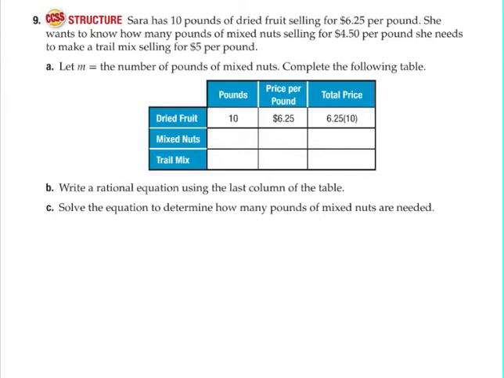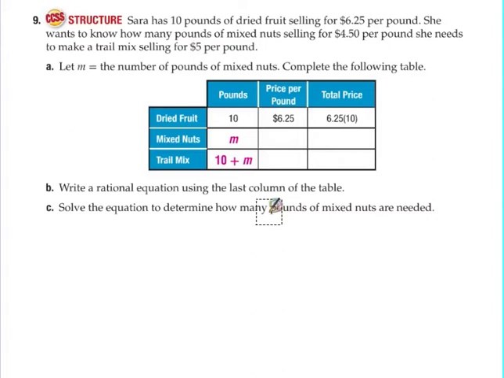So first of all, what's going to go here for mixed nuts? The pounds of mixed nuts, what is that going to be? Yeah, M, right? Because it says M is the pounds of mixed nuts. Okay, so really, the trail mix I create by taking the dried fruit and adding mixed nuts to that. So what would the trail mix be in this case? 10 plus M, because you're going to add it together, right?